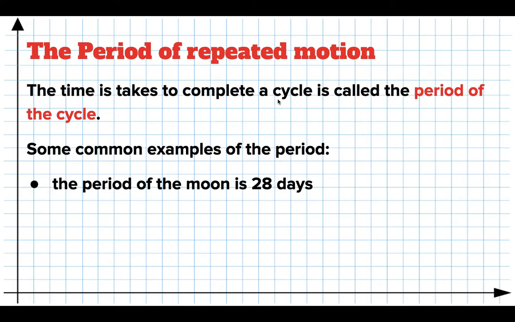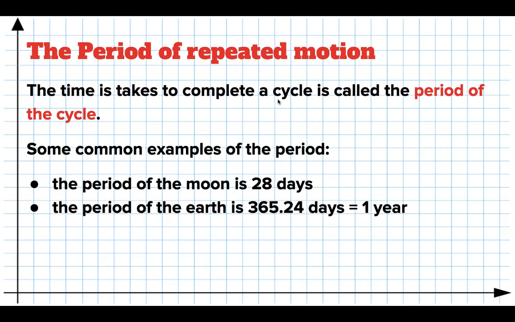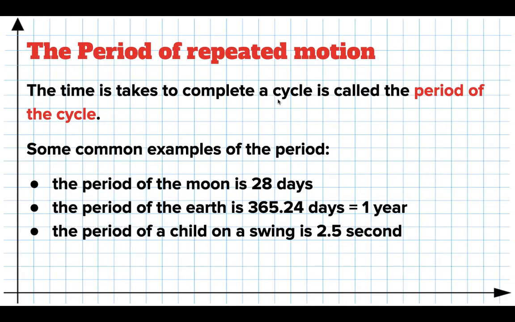The Earth goes around the sun. How long does it take to complete a cycle all the way around the sun? Well, that's 365.24 days, which is what we call a year. A child is going back and forth on a swing. It might take 2.5 seconds from the time they reach their mom until the time that they swing forward and then back to their mom again. And so we say the period of the child on the swing is 2.5 seconds.